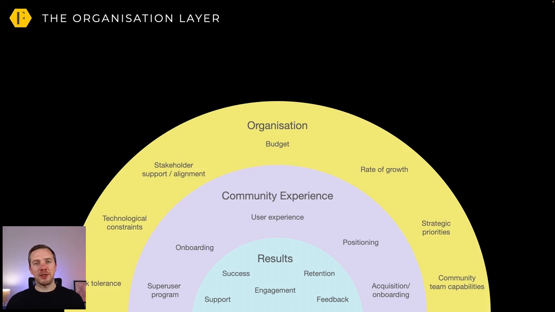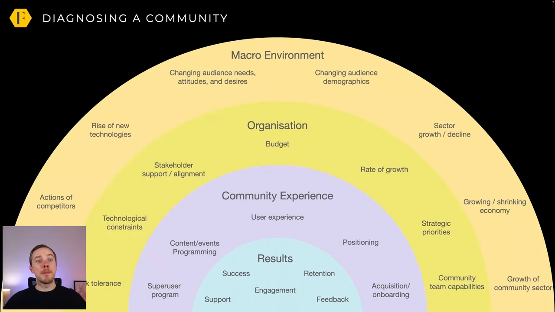So we really need to understand: are these things going well today? And is there a lot of change or not? Is the environment relatively stable or not? And we'll come back to that in a second. And even the organization lives within the macro layer. Things like new laws and regulations, the actions of competitors, the rise of new technologies, changing audience needs and desires, the growth of the sector. Is the economy growing or shrinking? And is this changing or not? For each of these questions, is it stable or not? Stability is a really important thing.